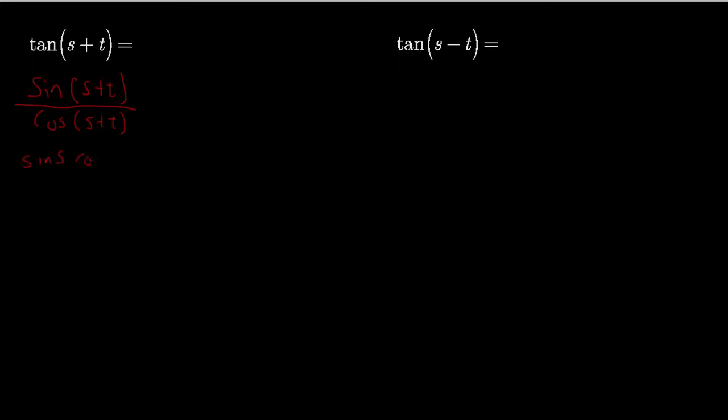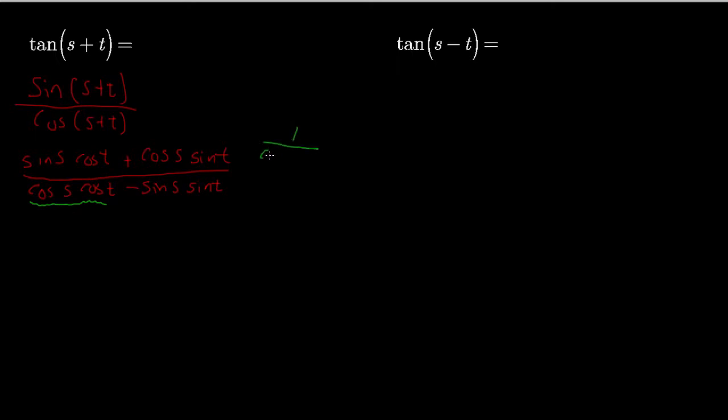sine s cosine t plus cosine s sine t. And then the cosine addition formula is cosine cosine minus sine sine. So I have cosine s cosine t minus sine s sine t. And so to simplify this a little bit further, and probably something you wouldn't expect to do, the trick is to make this term here become 1. So I'm going to multiply top and bottom by the reciprocal of cosine s cosine t.